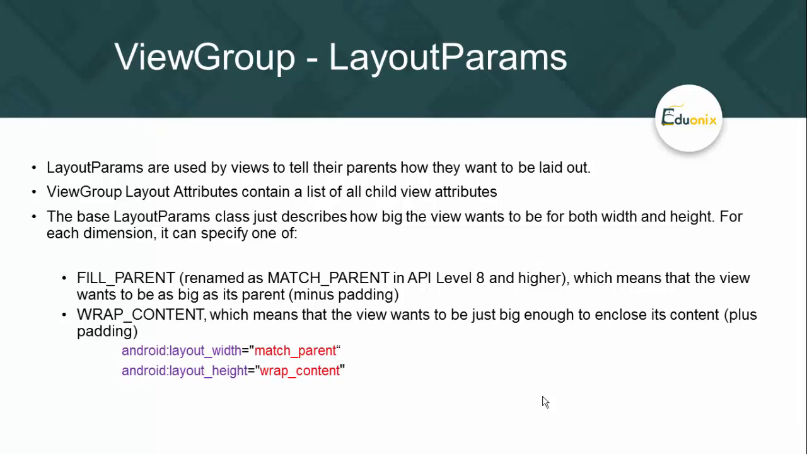For example, android:layout_width equals match_parent. Wrap content means that the view wants to be just big enough to enclose its content, plus padding. For example, android:layout_height equals wrap_content. Or an exact number: to define the layout width, we should give an exact value here, like 30 pixels.